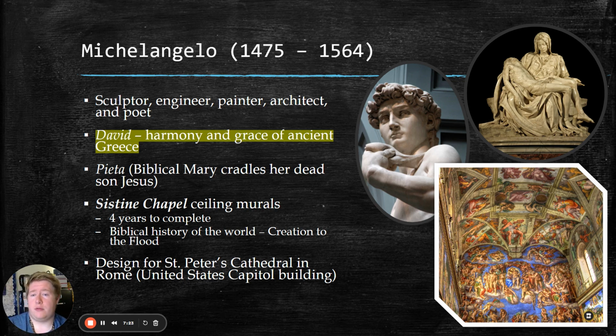So Michelangelo was a sculptor, engineer, painter, architect, and poet. He created the Statue of David, which is pictured here, which reflects the harmony and grace of ancient Greek sculpture. The Pieta, the biblical Mary cradling her dead son Jesus, and of course, probably his most famous piece aside from David and the Pieta, is the Sistine Chapel, the murals up on the ceiling.